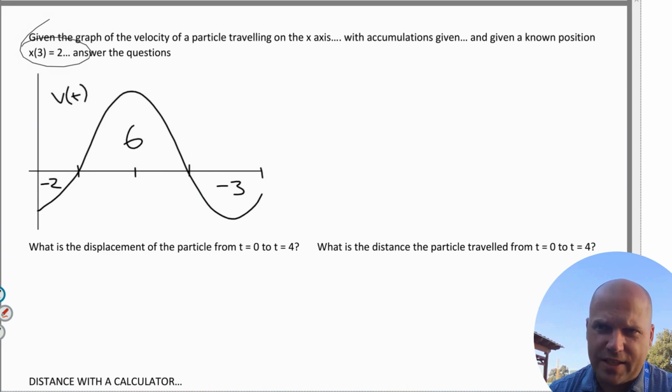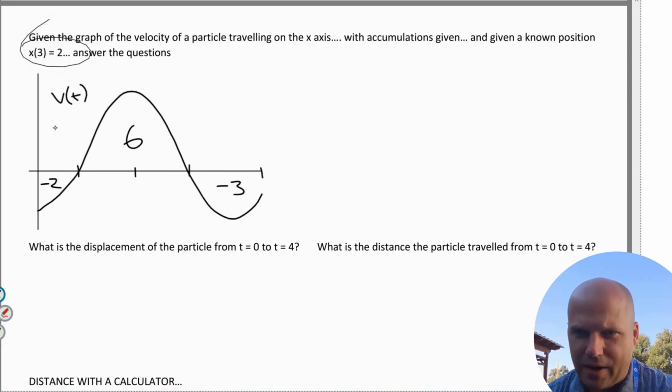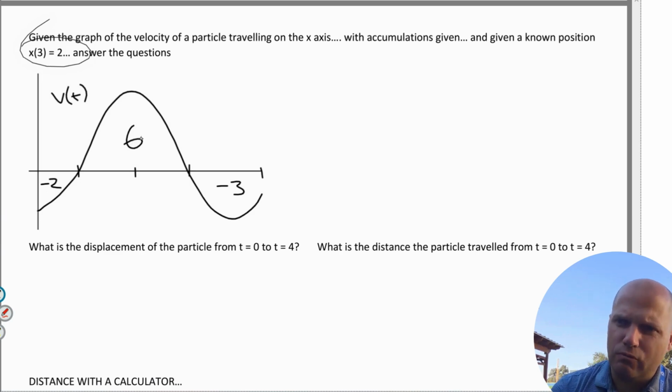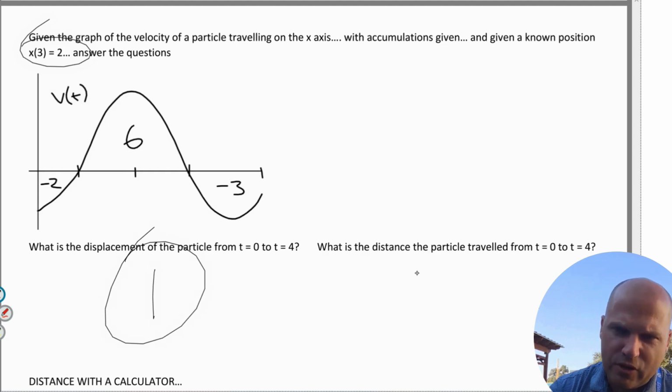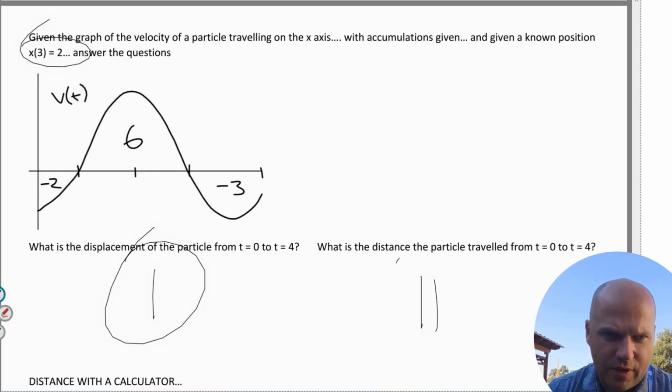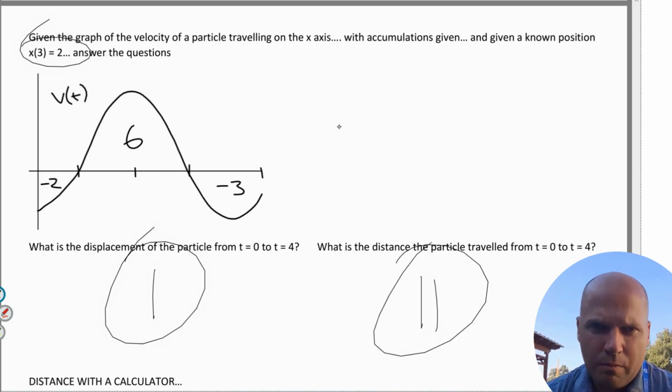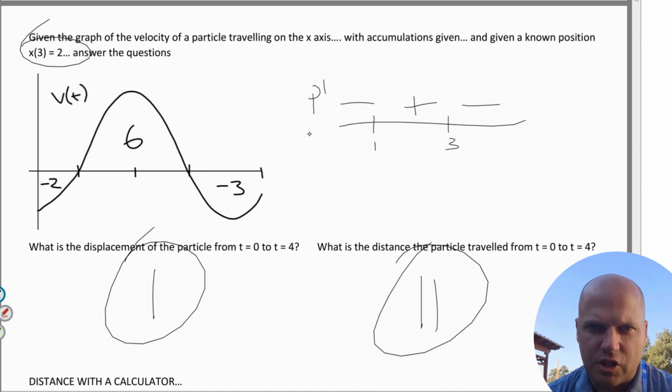Even if I have x of 3 equals 2, it doesn't matter. I go left 2, right 6, left 3. I displace 1, but I traveled 11. My position at 3 doesn't make a difference when I'm talking about displacement or distance traveled.